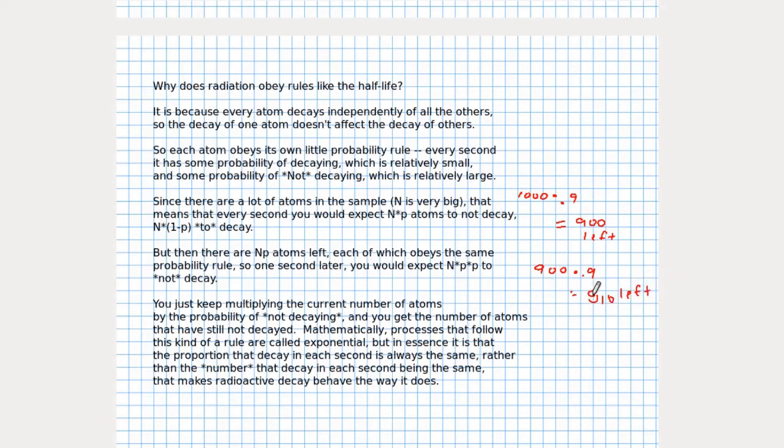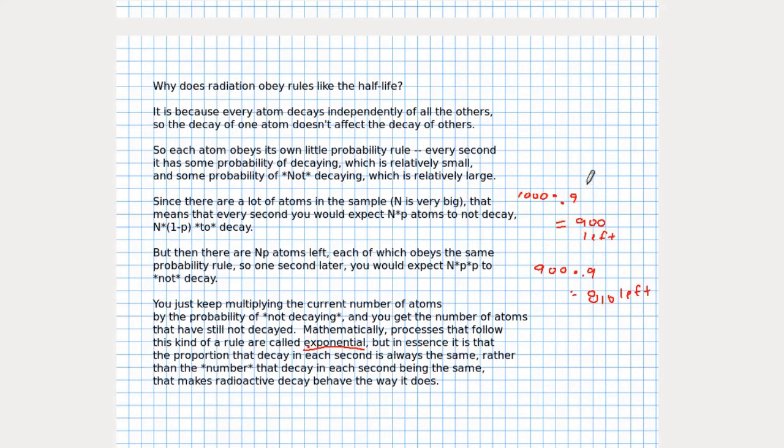And that works because each atom is independent of all the others. It doesn't matter how many are there. The percentage will drop by the same amount each time. So you just keep multiplying the current number of atoms by the probability of not decaying. You get the number of atoms that have still not decayed. So mathematically, processes that follow that kind of rule are called exponential. In essence, it is that the proportion that decays in each second is always the same, rather than the number that decay in each second being the same.